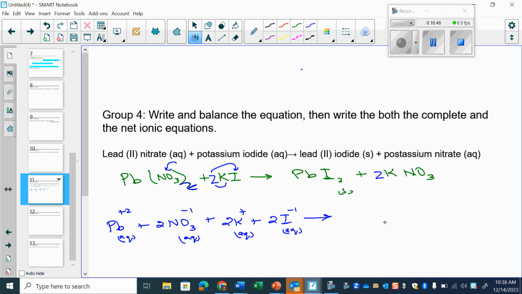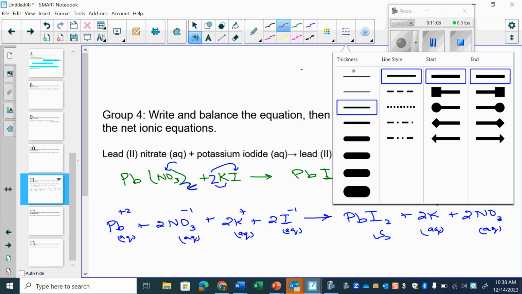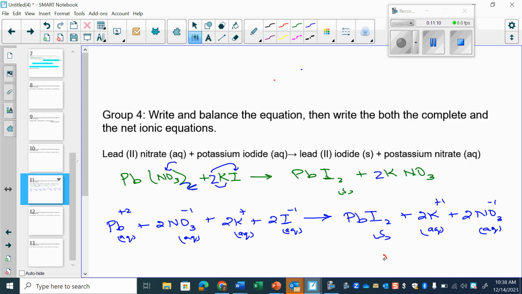Now on the other side, in the products, it says solid. So I will not split anything that is solid. Something that is not soluble, I will not dissolve it. And then I have 2 of the potassium ions and 2 of the nitrate ions. So I will split these. Now, this is my ionic equation.